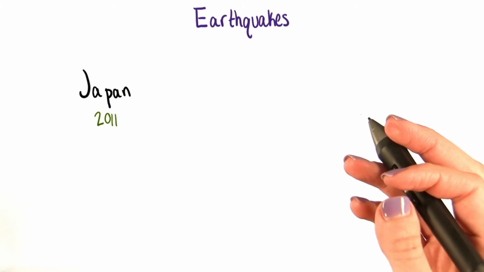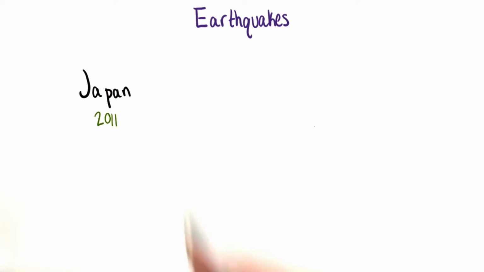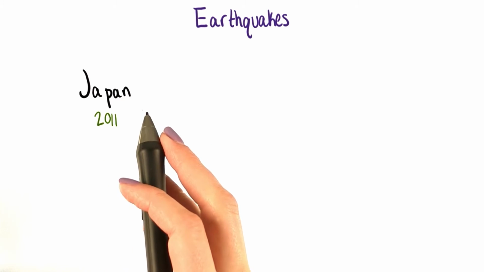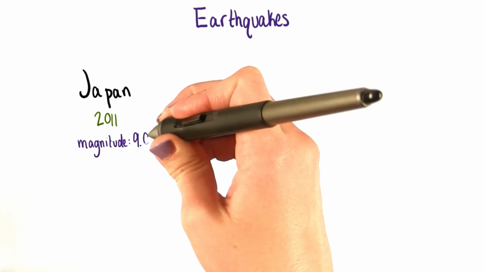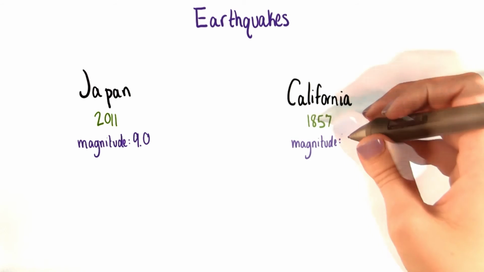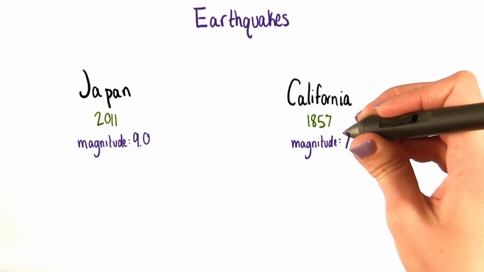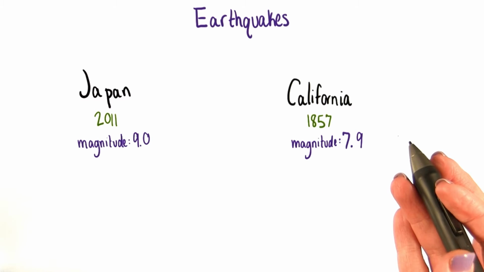So let's finally get to our earthquake problem. We're going to look at two earthquakes. One of them happened in Japan in 2011. This earthquake had a magnitude of 9.0. The other earthquake we're going to talk about happened in California. It was in 1857 and it had a magnitude of 7.9. This is the largest known earthquake in California.